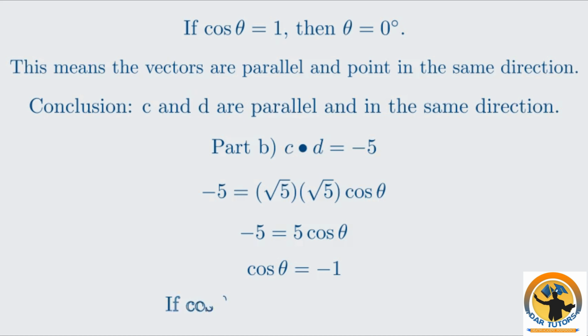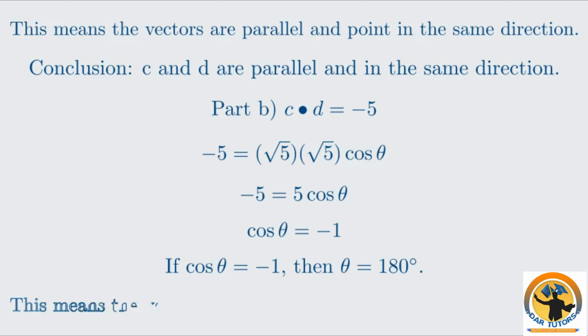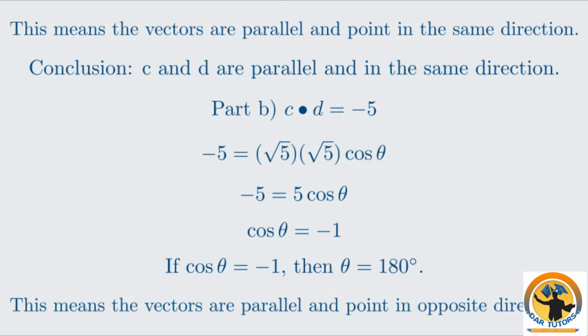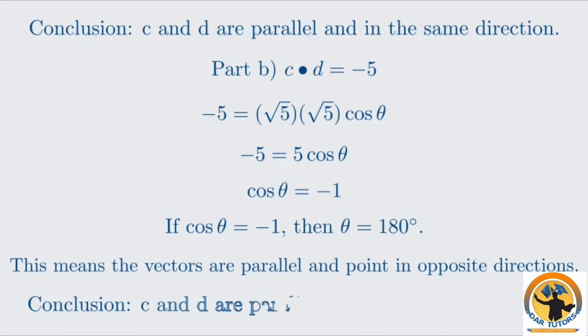The only angle between 0 and 180 degrees whose cosine is minus 1 is 180 degrees. An angle of 180 degrees means the vectors are parallel but point in opposite directions. So we can deduce that C and D are parallel and have opposite directions.